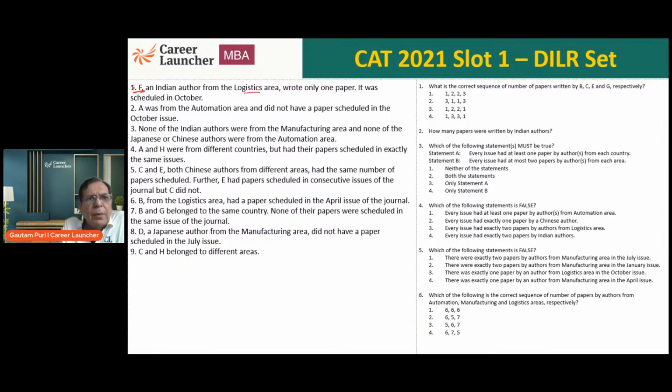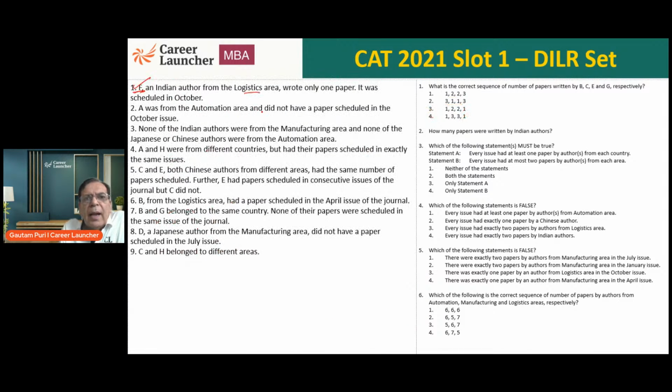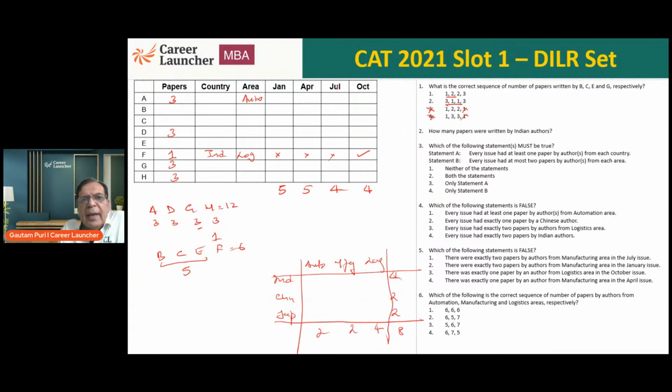Yes. So done. Statement 2, A is from automation area and did not have a paper scheduled in the October issue. So nothing in October. A is from automation, nothing in October. How many papers published? So 3 papers. So that means 1 each.